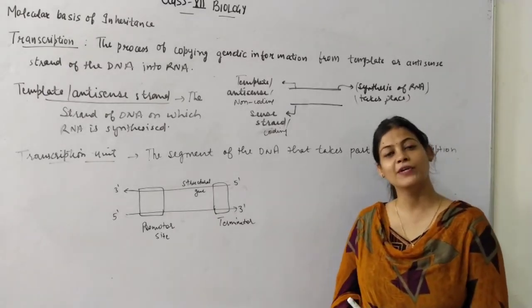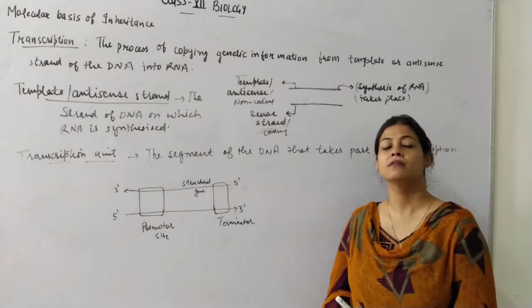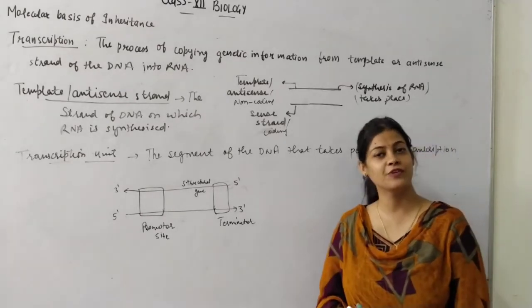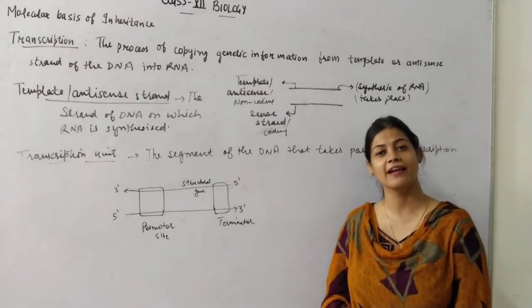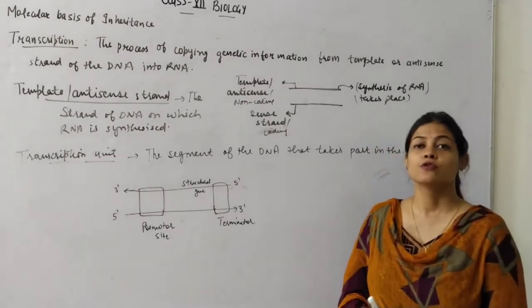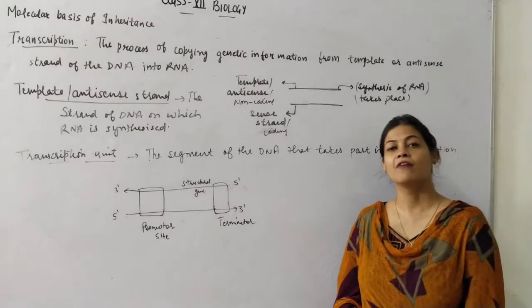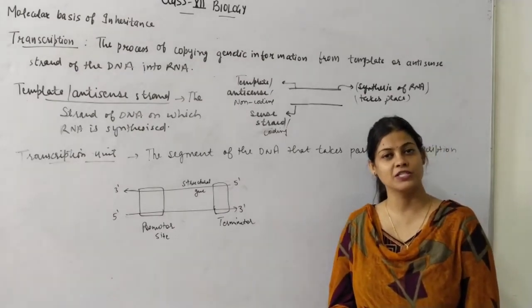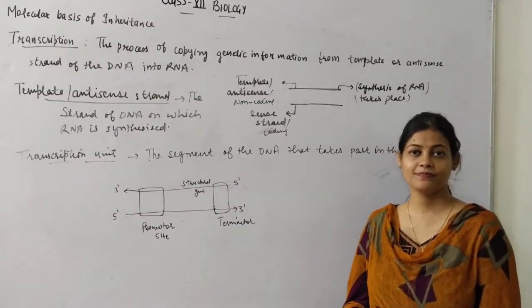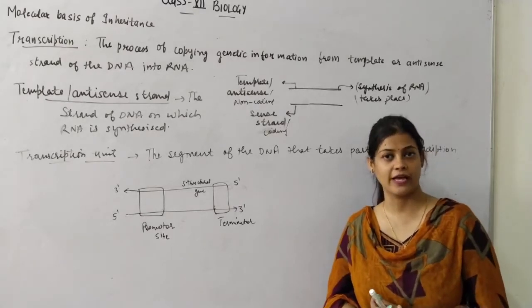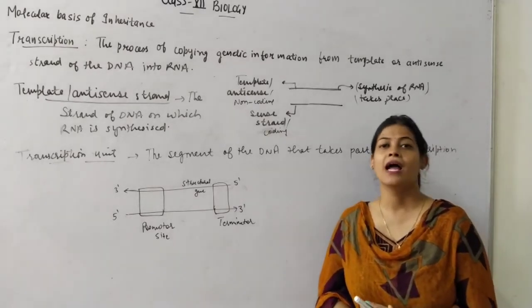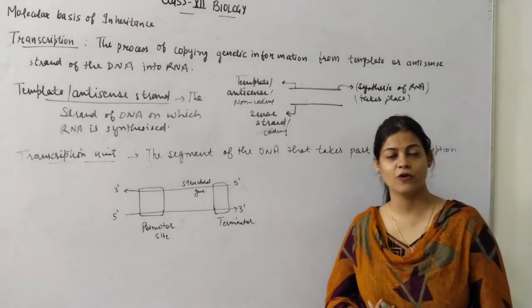Actually, it is not included in the central dogma, but the central dogma is the transfer of information from DNA to RNA and then to protein. So the first process was DNA replication, which we have discussed already, and I told you how you have to attempt that question if it comes in your exam. That means what points you should write, which diagram you have to make, and how much you have to write for the answer.